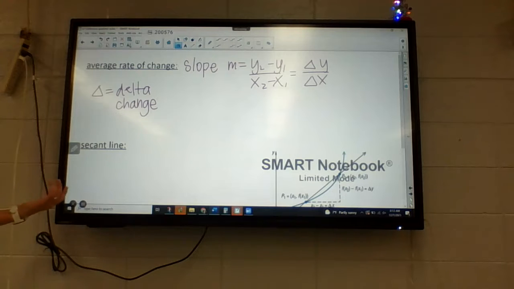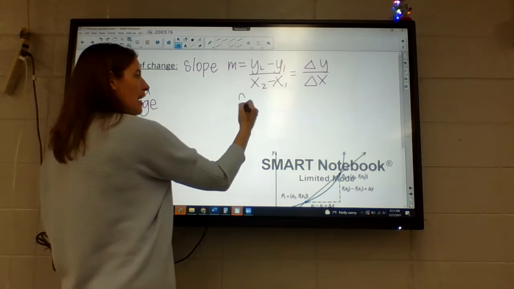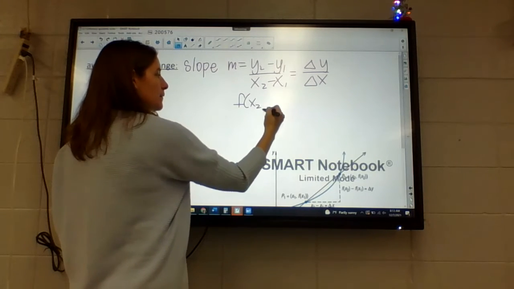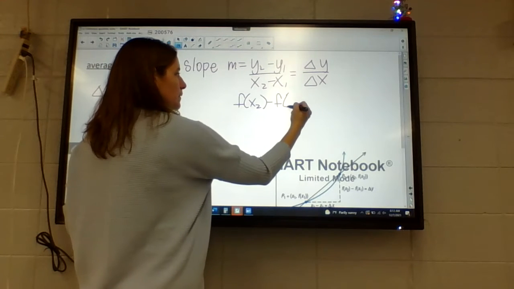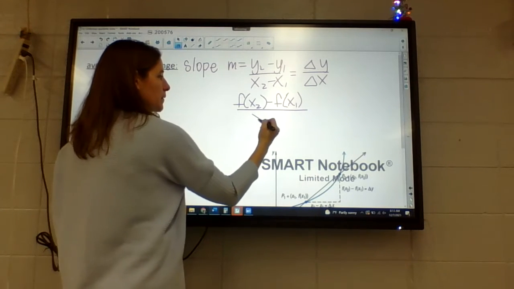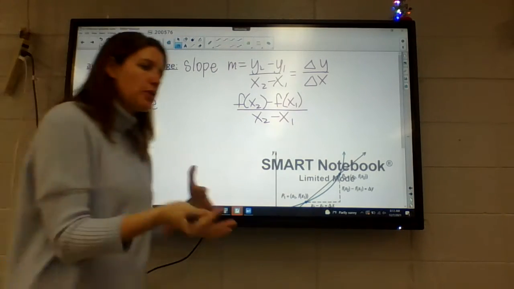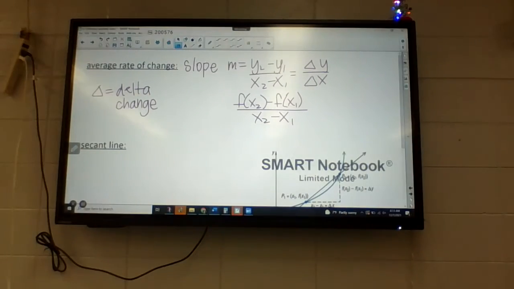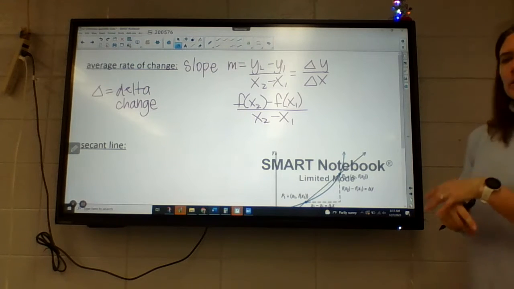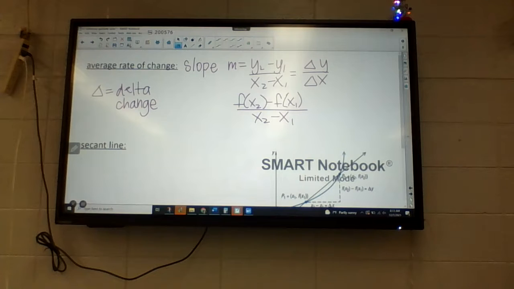Another way they might show this formula, rather than calling it y, just like we've talked about, we also can call it f of x. But hopefully you guys have gotten used to it enough to realize f of x is just y. So the outcome when I put that x2 in, the outcome when I put the x1 in. So all of these different formulas are kind of ones you might see today.